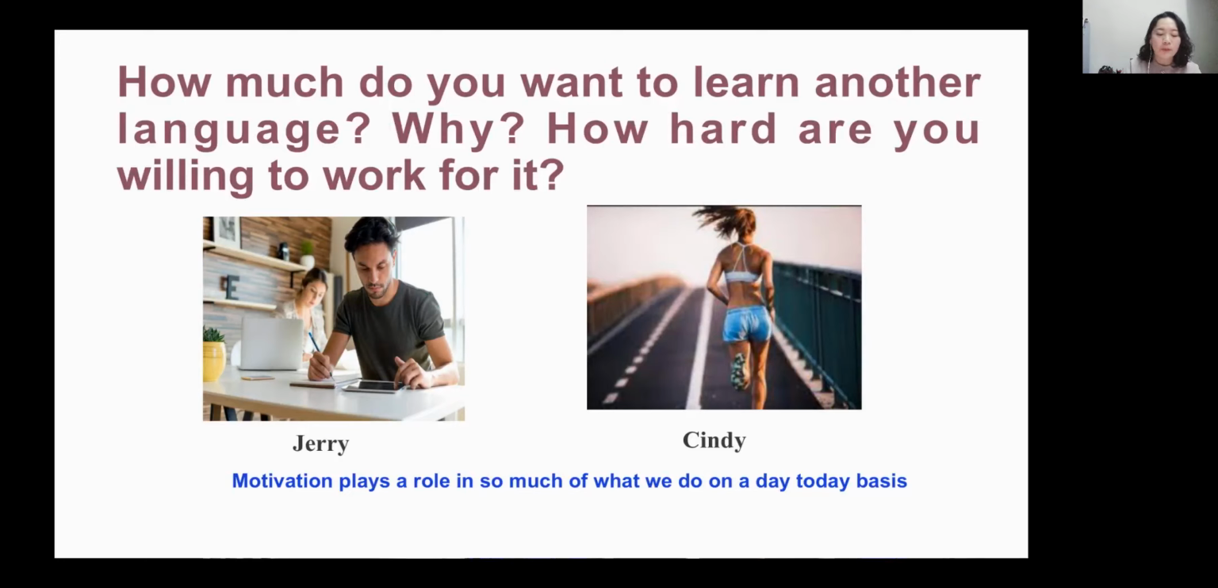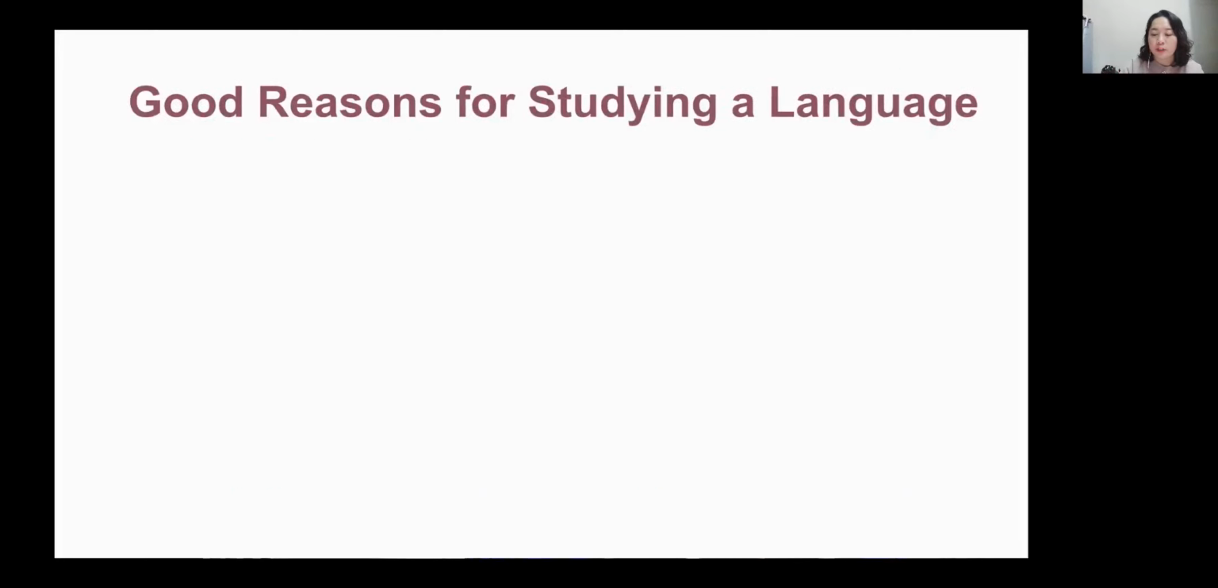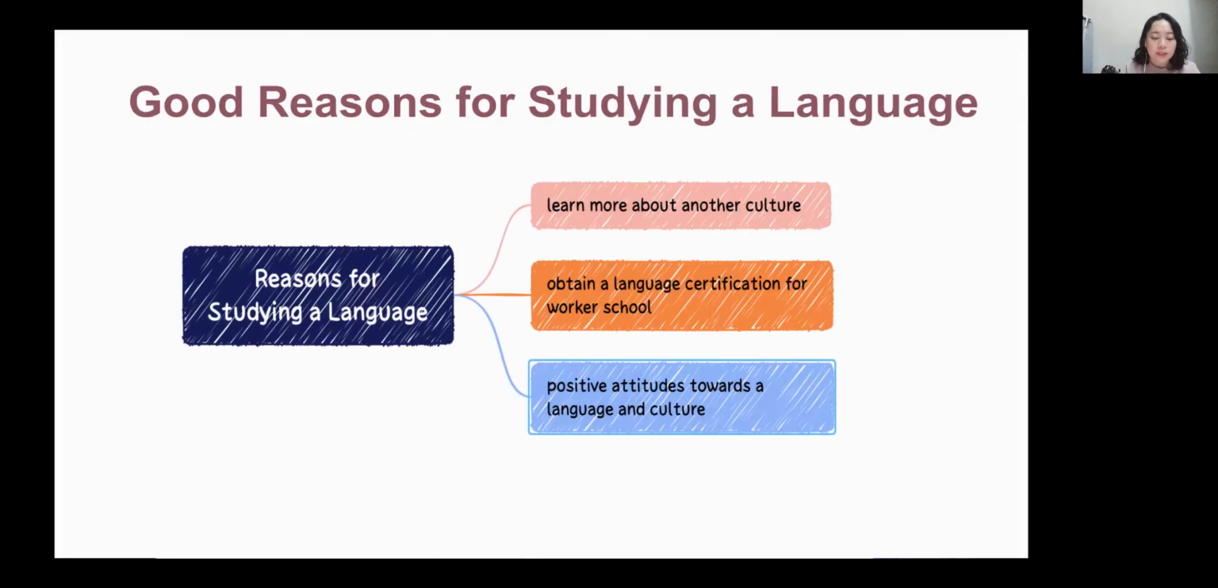To make good progress in language learning, it really helps to have good reasons for studying a language, like wanting to learn more about another culture or obtaining a language certification for work or school, as well as positive attitudes towards a language and culture. But reasons and attitudes alone are not enough. You also need to put in the work, and at the end of the day, you are the one who needs to seek opportunities for learning and practice, actively study and remember what you've been exposed to, and keep your enthusiasm up over time.